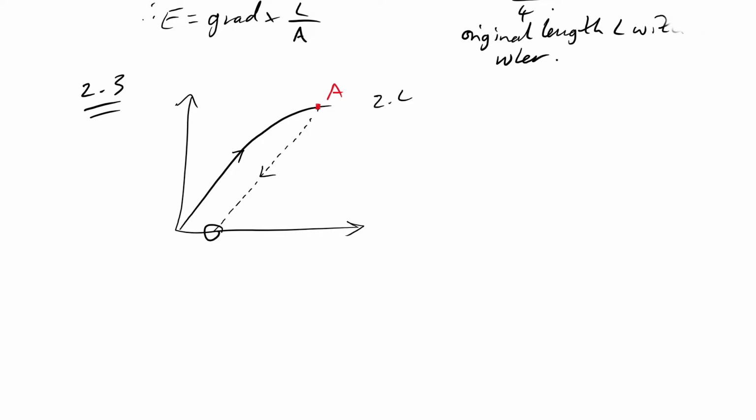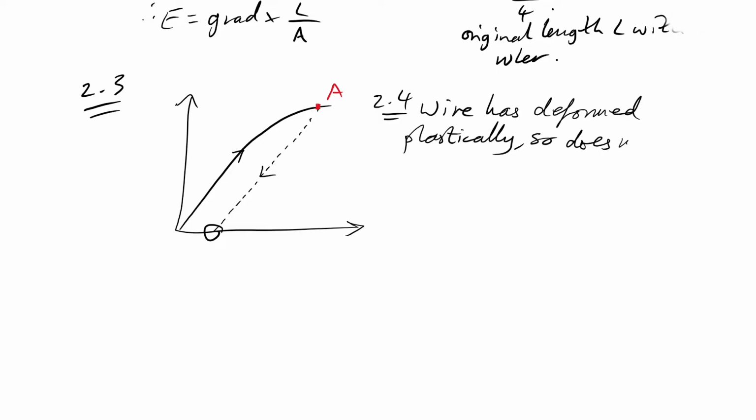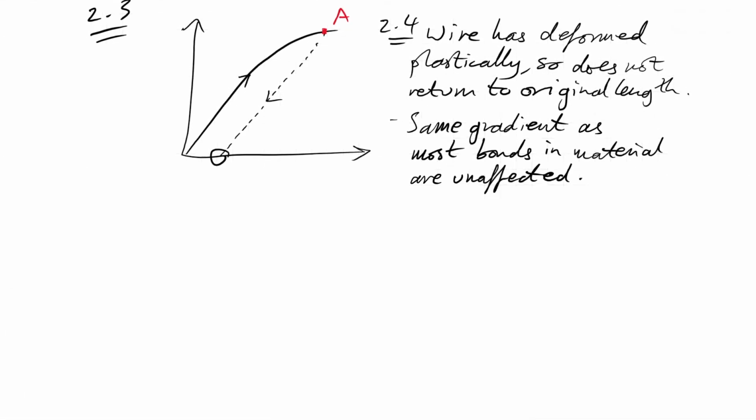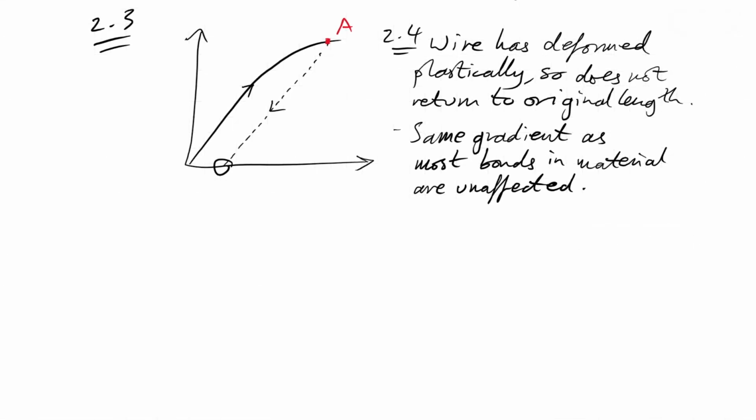And we're being asked to explain that, so we can say that wire has deformed plastically, so does not return to original length. And the second mark is a little bit mean. So yes, we've said that, but why isn't it a curve? Why is it a straight line? We can say that it's the same gradient as most bonds in material are unaffected. We still have enough bonds for it to actually return to its original length via the same route. It's just that the bonds that have been weakened, well, they're the ones that result in it deforming plastically.